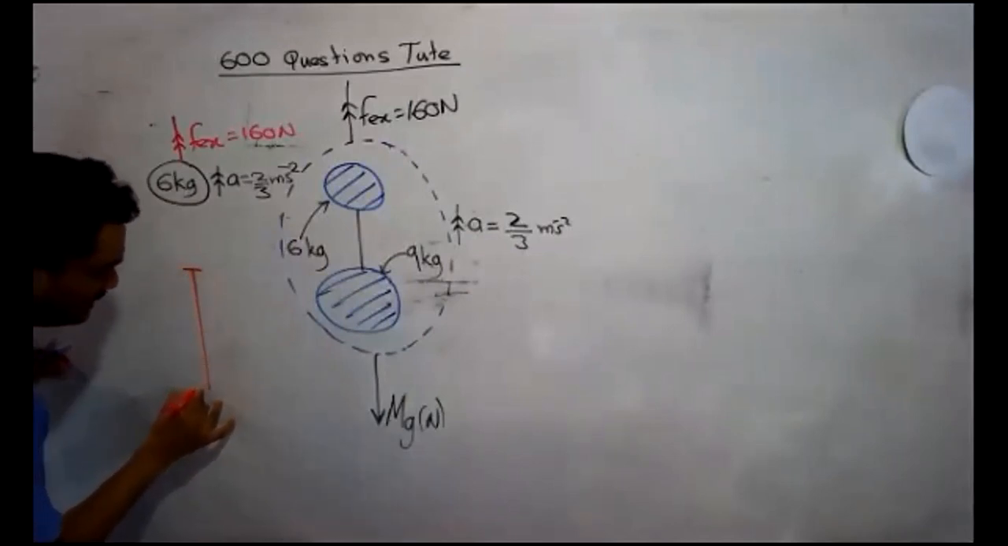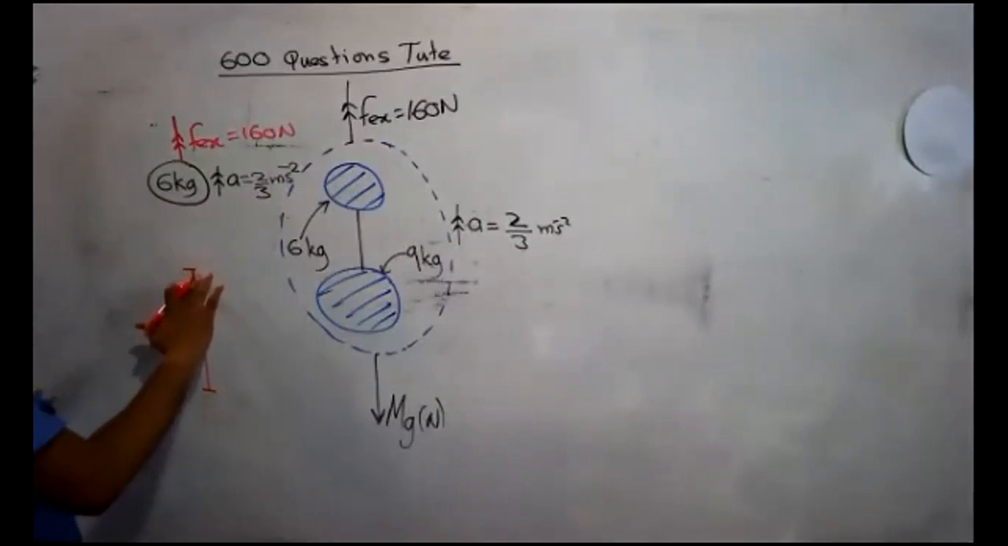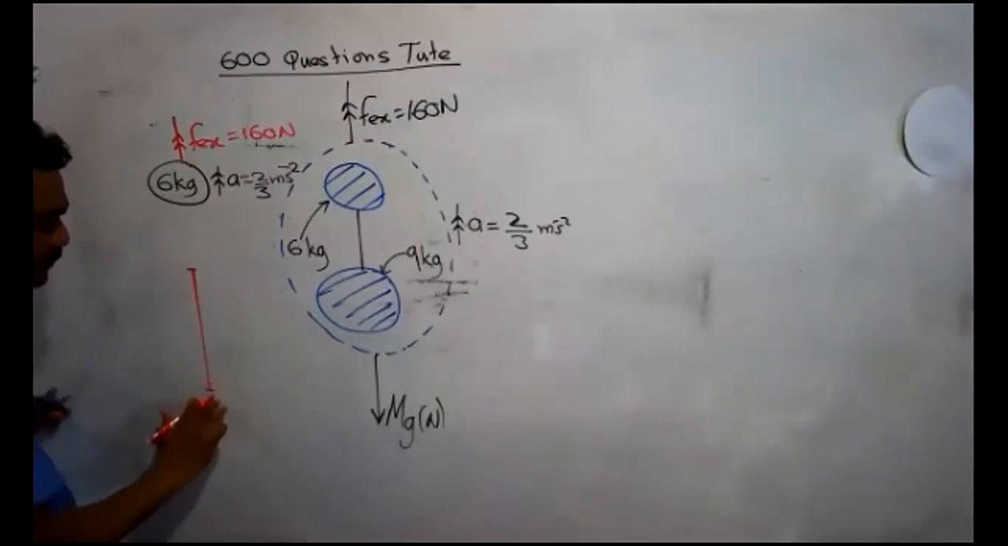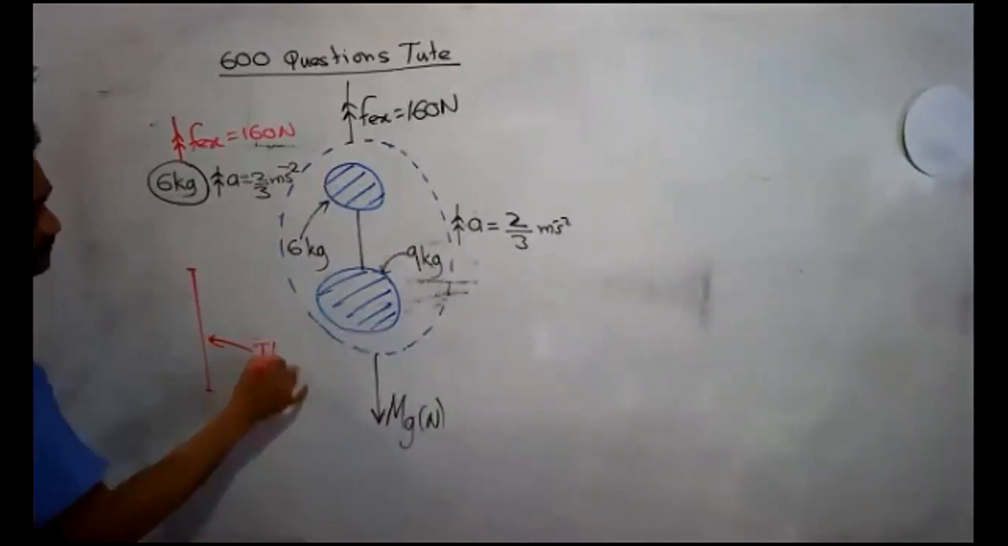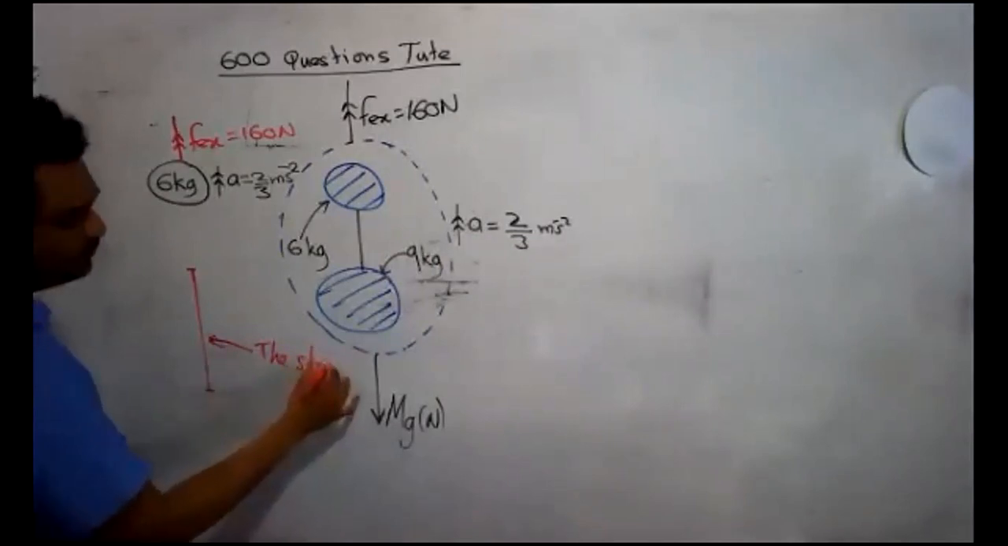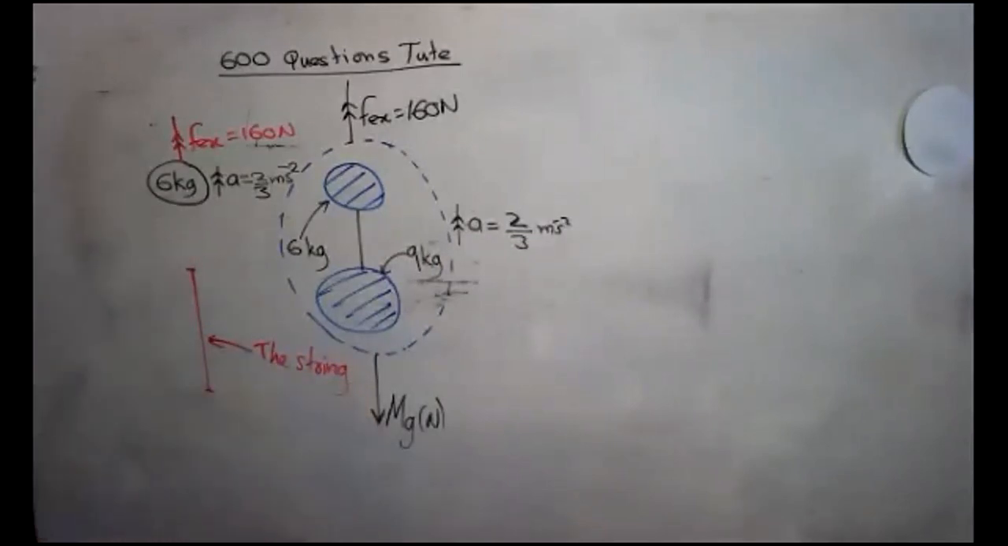Somebody unmute the mic and tell me why this string is moving. There are two reasons for the string to be moved. So what is the first reason for this string to be moved up? It is connected to the 6 kg object, because the string connects the two objects.